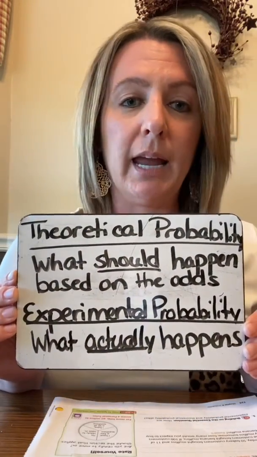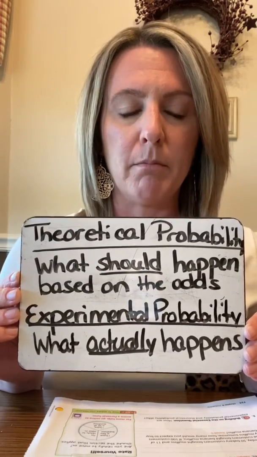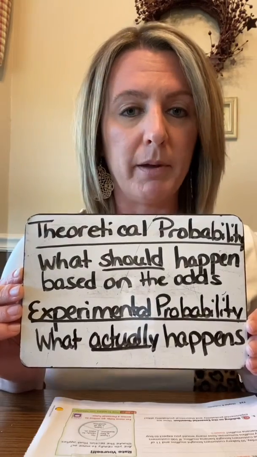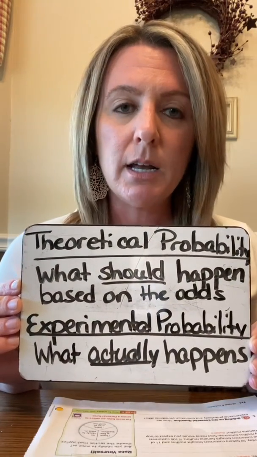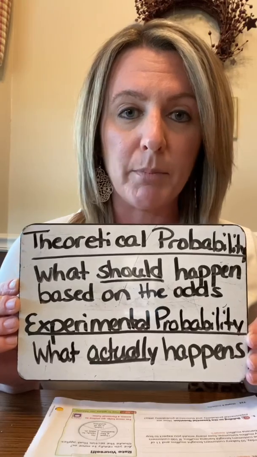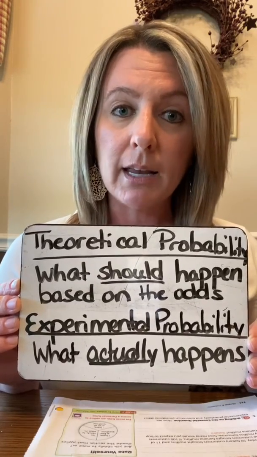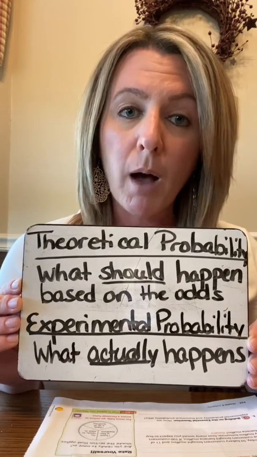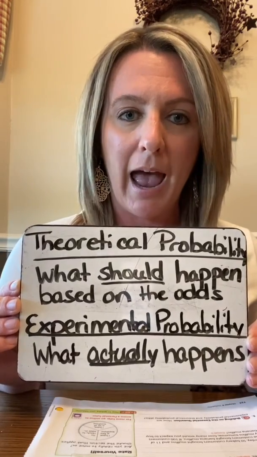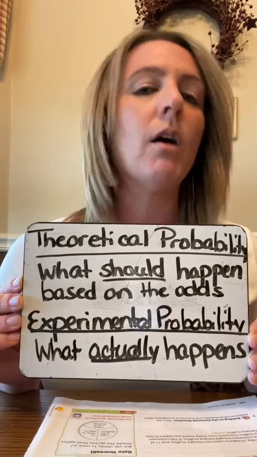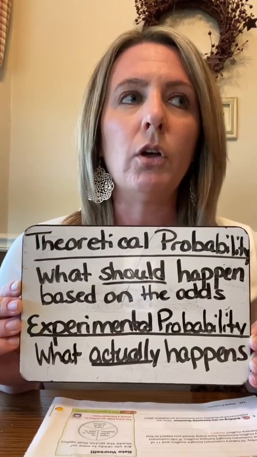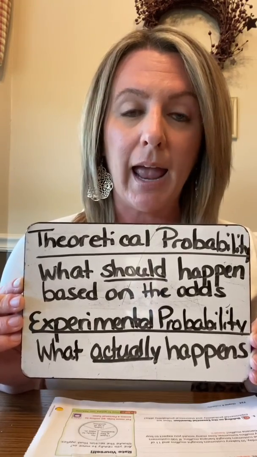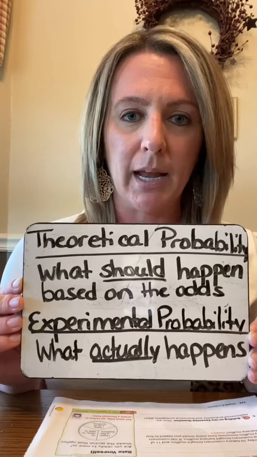theoretical probability is what should happen based on the odds in a situation, okay? Experimental probability is what actually happens. Now, if you think back to the last lesson we had before school got canceled or postponed, we had learned that probability is how probable or likely an event is to happen based off of the outcomes, okay? So when we look at theoretical probability, it's basically looking at the odds of something happening, okay?